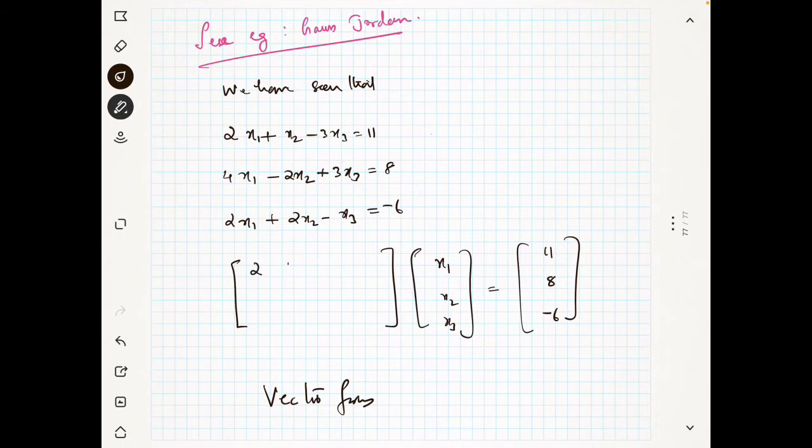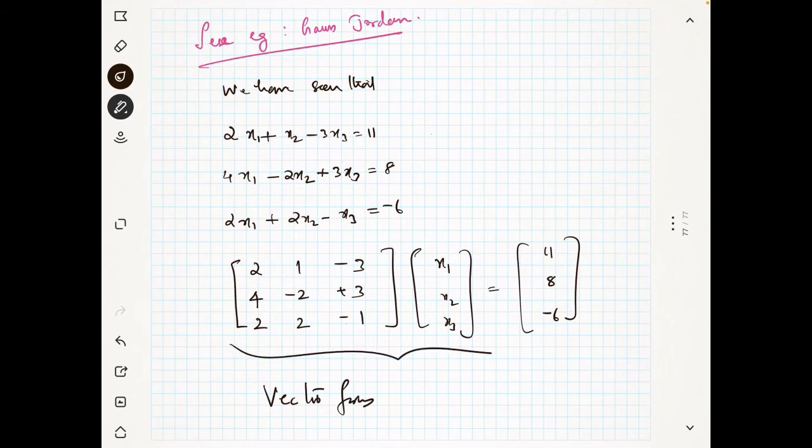Now we will write like this. This is 2, 1 and minus 3. This is 4, minus 2 and plus 3. Then this is 2, 2 and, sorry, not minus 3, minus 1, right? Minus 1. Am I correct? Let me check it. 2, 1, minus 3, 4, minus 2, 3, then 2, 2, minus 1, 11, 8 and minus 6.